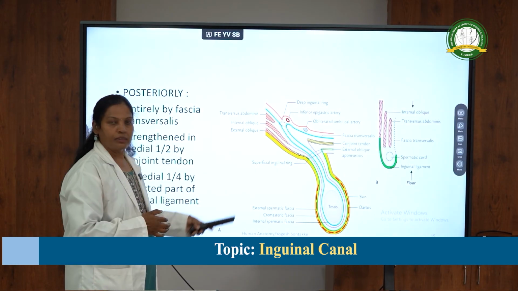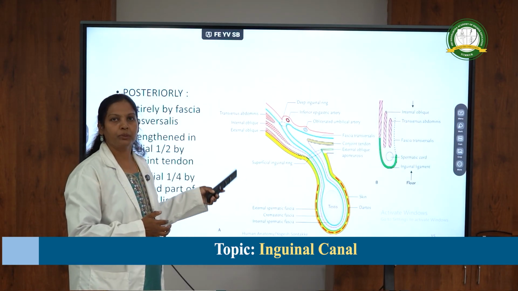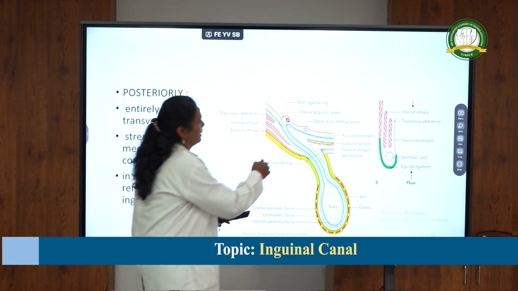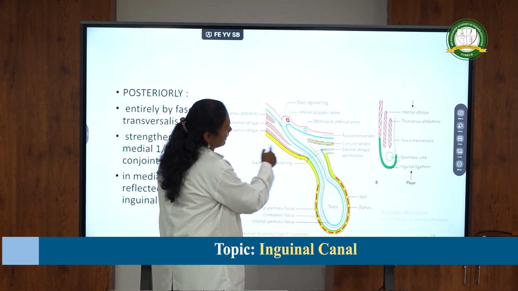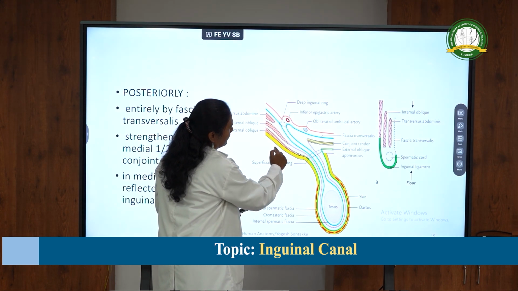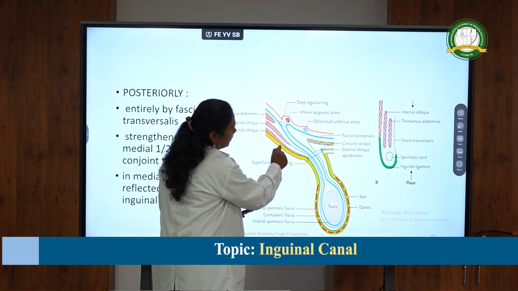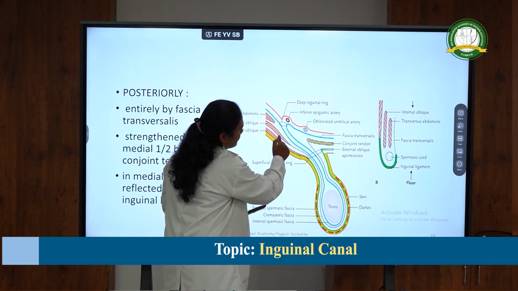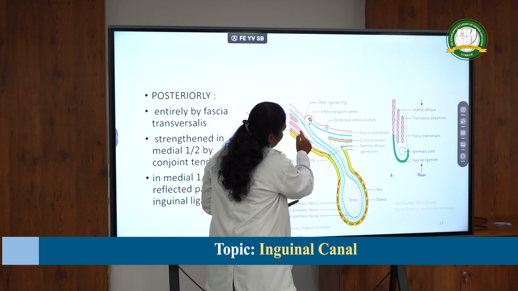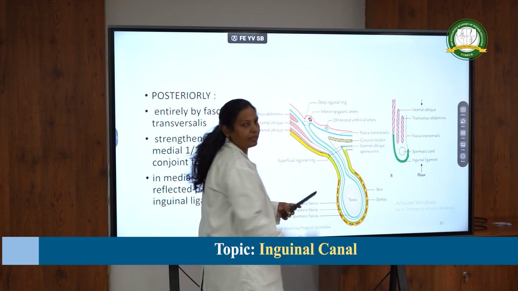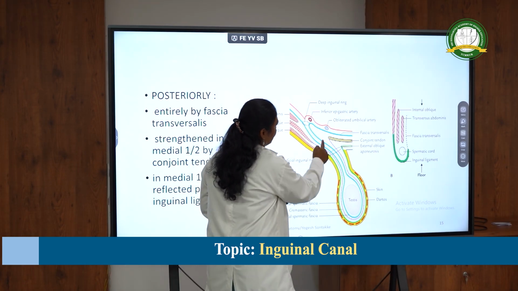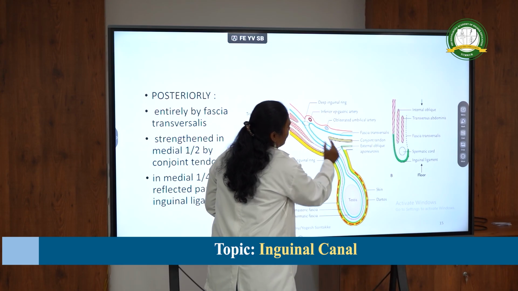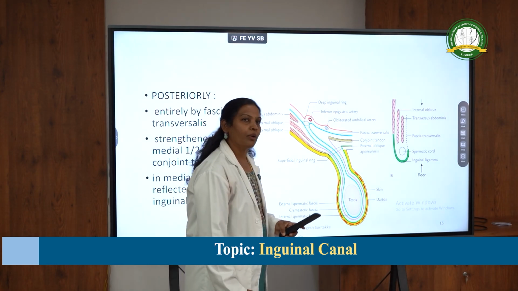In this image, this is the diagram you are supposed to draw for the inguinal canal in the theory paper. Here also we can note the anterior wall structures. Anteriorly it is formed by the skin. The yellow one is the superficial fascia, then the external oblique muscle with the aponeurosis. Then the lateral part is reinforced by the internal oblique muscle. This is the deep inguinal ring, this is the superficial inguinal ring, and this is the inguinal canal.